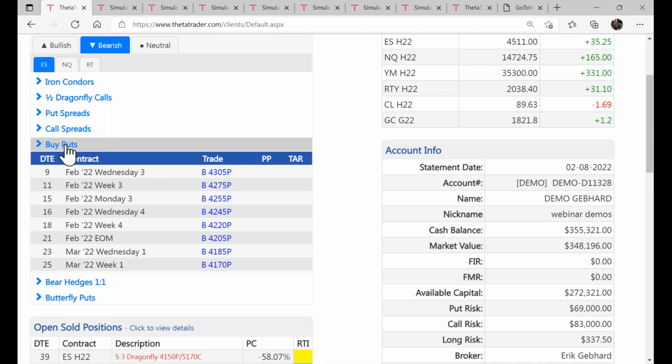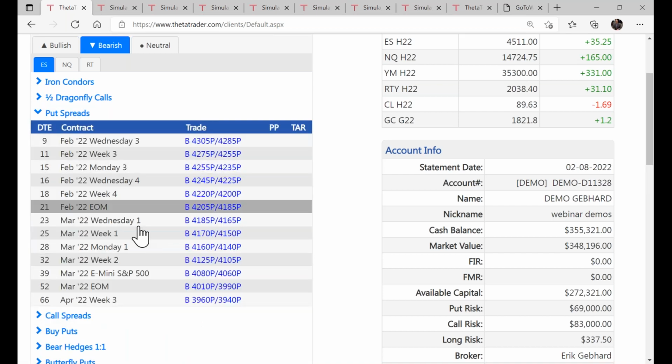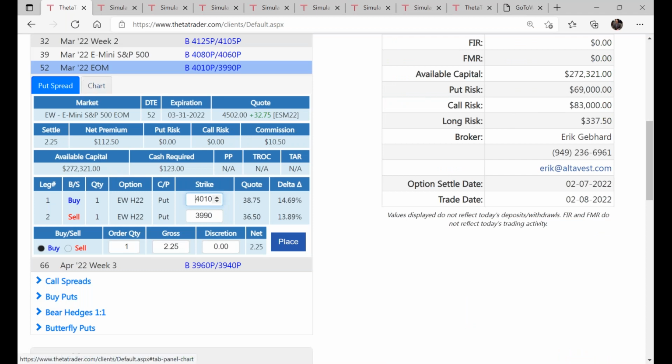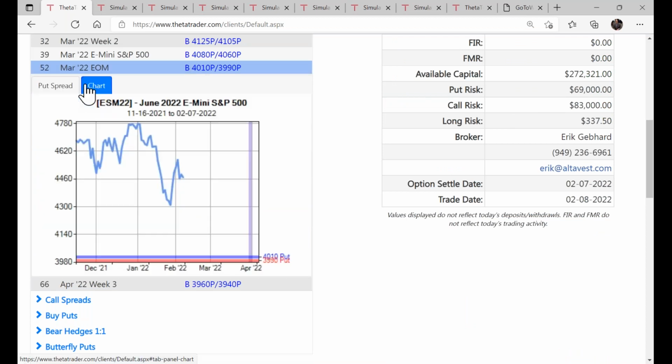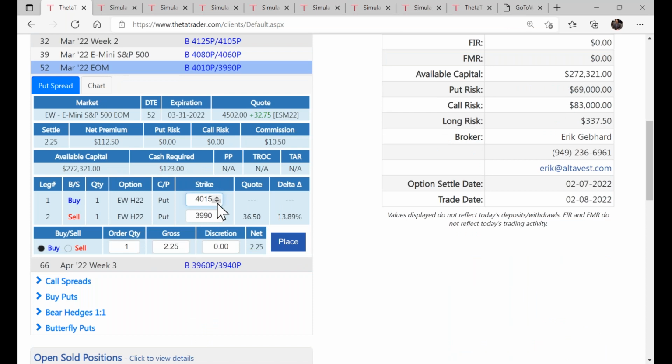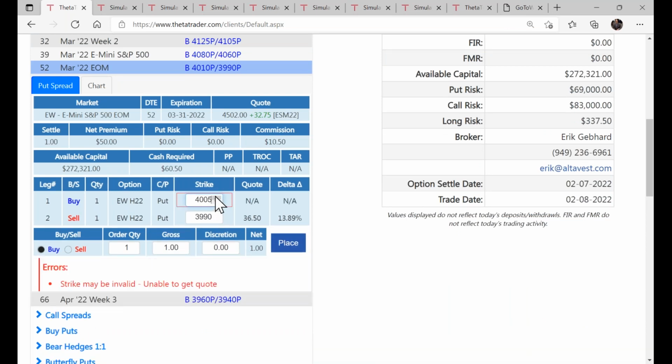Is that simple? Or maybe you want to just buy a put spread. So here's a March end of month, and you want to buy a put spread. Do you think the market's really going to fall out of bed here? So here's the March end of month put spread, has 52 days till expiration. Here we are right now, and here's the put spread that you're buying. So absolutely. And of course, you can change this too. You can adjust the strikes. You can change it if you'd like.